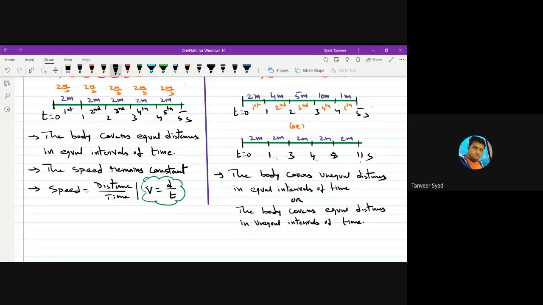If it is moving like this, you say that it is in non-uniform motion. Non-uniform, not regular, not organized or proper. It is moving abruptly. Non-uniform motion.